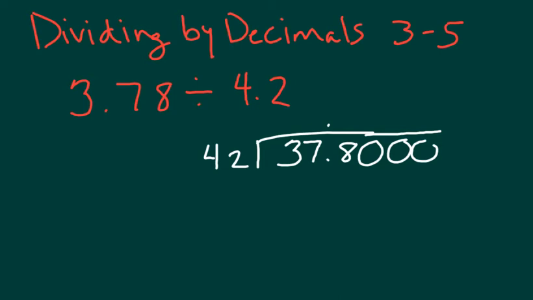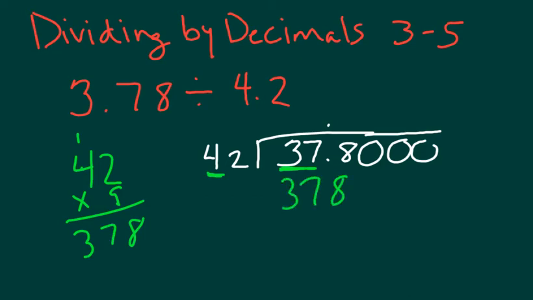Well, let's start by estimating how many times would 4 go into 37. Well, 4 will go 9 times into 37. So it might be 9. It could be 8. Okay, but we're going to try 9. So 42 times 9, 2 times 9 is 18. That's 36 plus 1. That's, oh my goodness, look at that, 378.